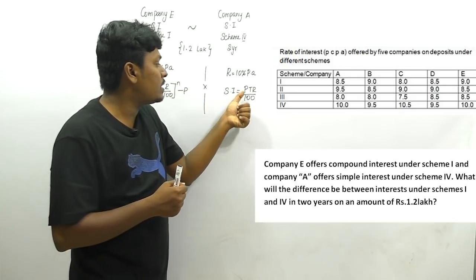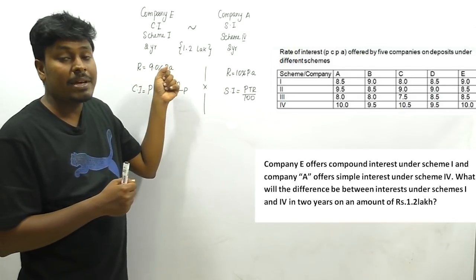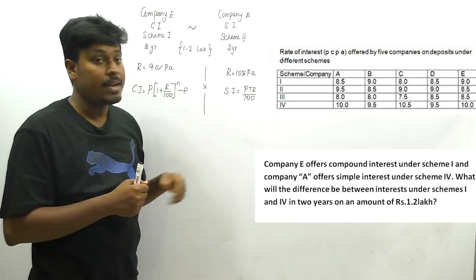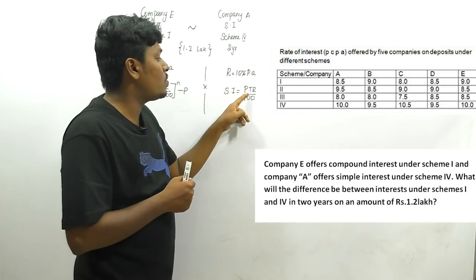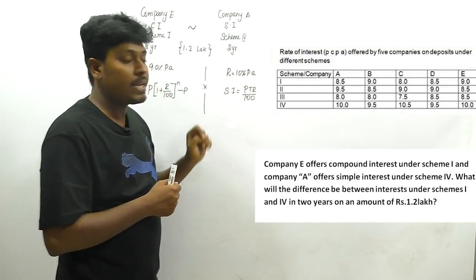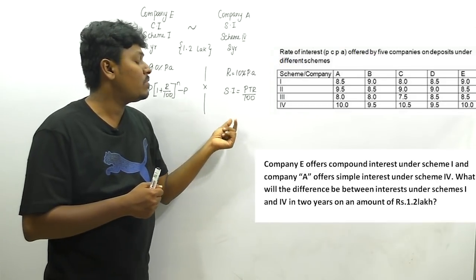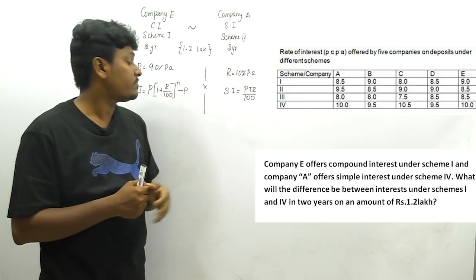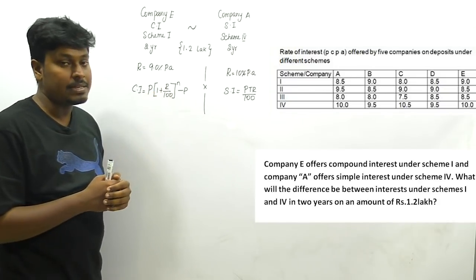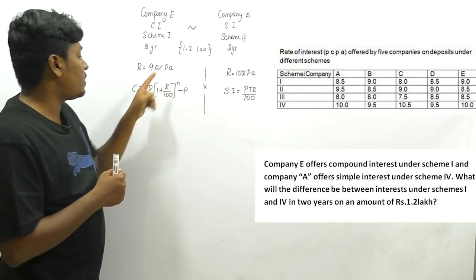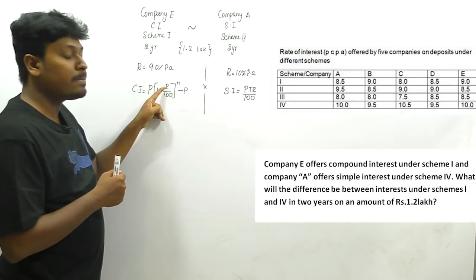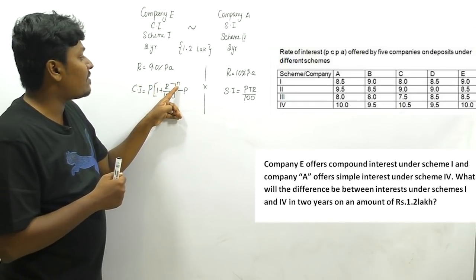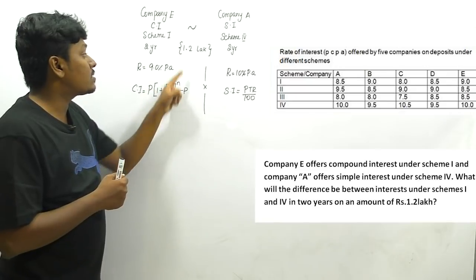So here we know that the principal, where both of them are investing, is 1.2 lakh. The time duration is 2 years, and the rate of interest is 10%, and we divide by 100 to calculate the simple interest. This is the normal way by using a formula. And if I go for compound interest, the principal is 1.2 lakh, rate of interest is 9%, divide by 100, power n, which is 2 years, minus 1.2 lakh.